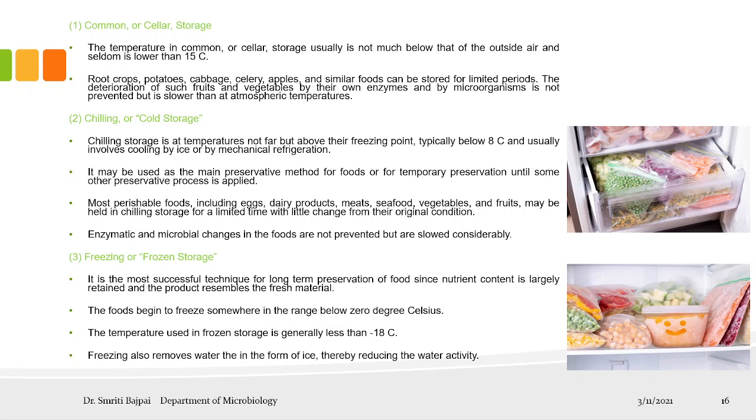Here, it is generally like the cold storage we have heard of, when we are storing things at less than 15 degree, like fruits and vegetables. Then cold storage, like when we are keeping things in our fridge, refrigerator. That is typically below 8 degree. Here also we are storing perishable foods and dairy products, all these things. Then freezing.